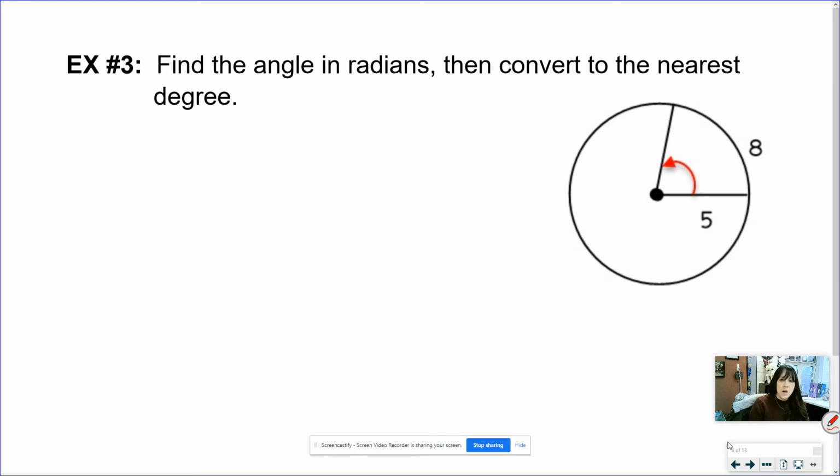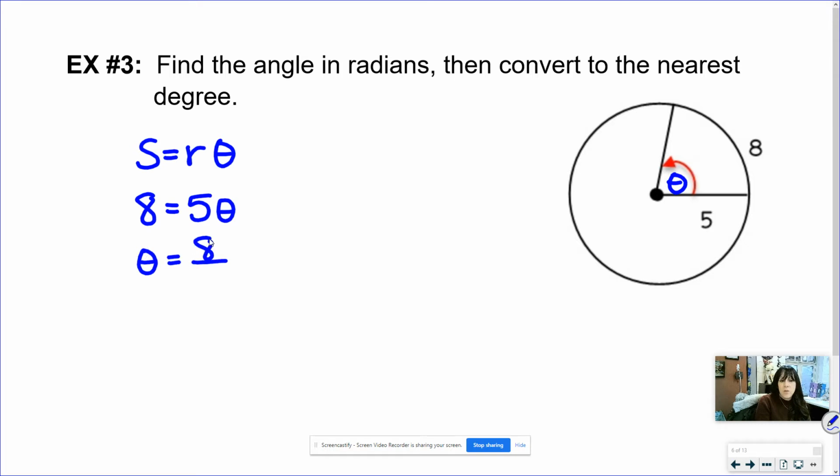Okay, one more of those. This last example, the angle is unknown. So we do not know what theta is, but we do know the arc length and the radius. So stick with your formula. Plug in what you do know. You know the length is 8 and the radius is 5. Divide to find your theta value.